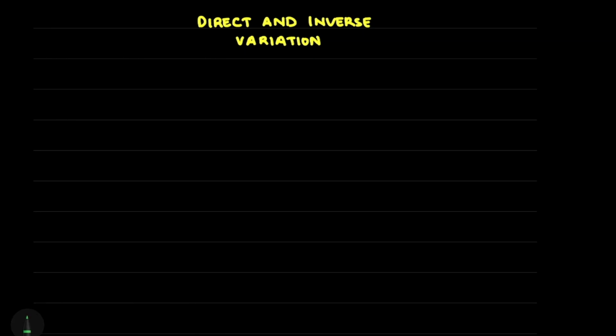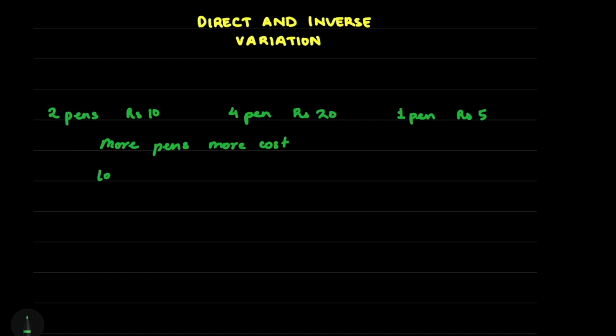So let's say if 2 pens cost 10 rupees, then 4 pens would cost twice of it, that is 20 rupees. And 1 pen will cost 5 rupees. So this means more pens, more cost, or fewer pens, less cost. So this is something called directly related, or a direct variation, because they both are directly linked to each other.